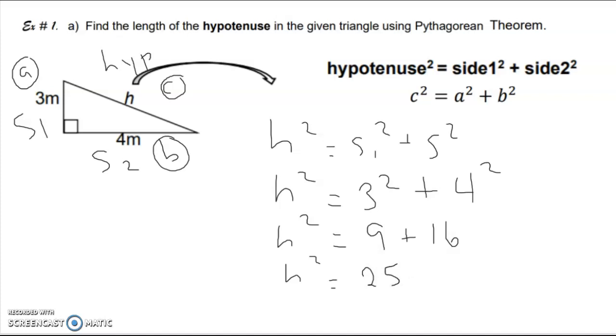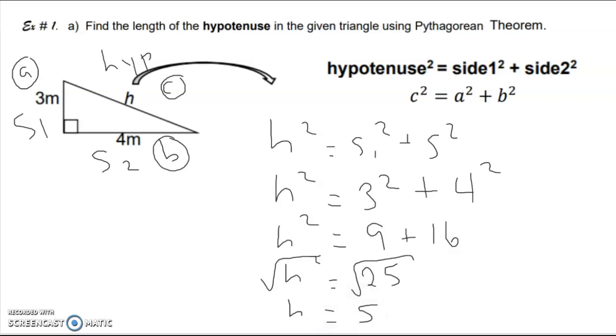Now, we need to solve for h. So in order to solve for h, we have to take the square root. So if you do it to one side, what'd you say? Yeah, you're right. Do it to the other side. So h ends up equaling 5.